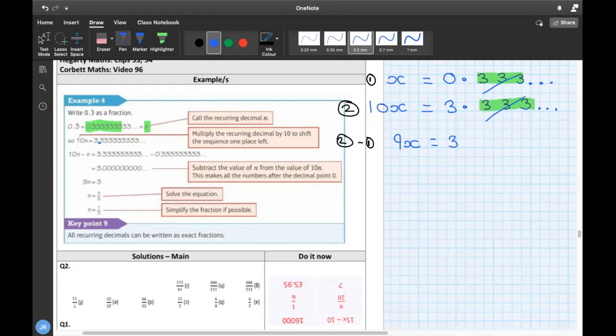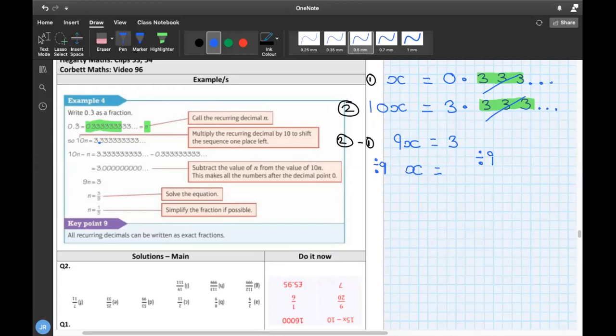Now, just like with any equation, we want to try and find the term on its own. What is that value equal to? How have you got from 9x to x? You've divided by 9. Because we must keep our equations balanced, you're going to divide the other side by 9 as well. So it's 3 divided by 9.